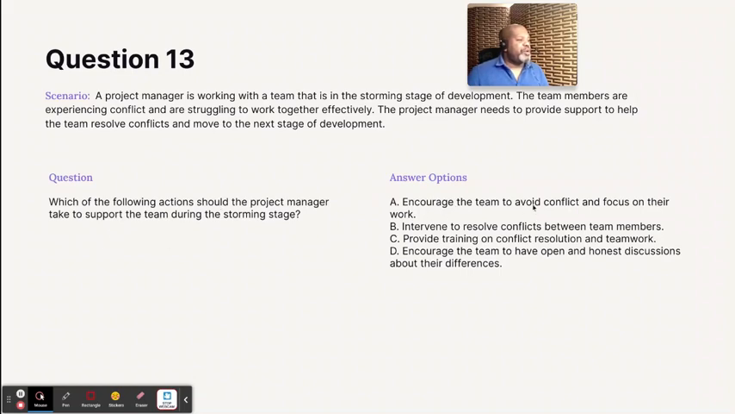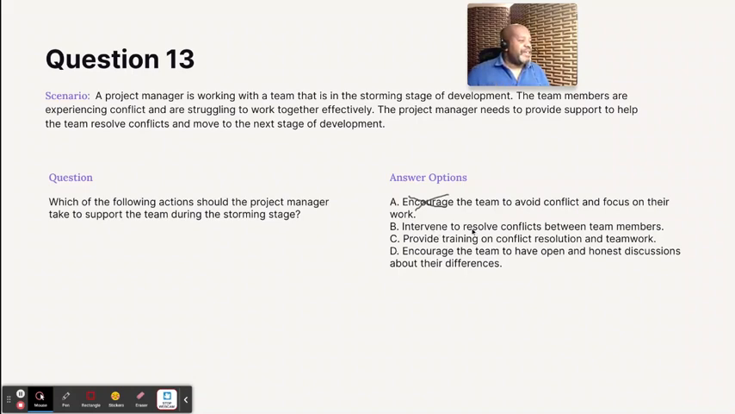Encourage the team to avoid conflict and focus on work. Basically, shut up and get back to work. Yeah, okay. That doesn't solve any problem. That's like, no. Everybody love each other. Today's give a hug to your team member day. You're going to have a collaboration day. Anyway, I'm not jaded. I'm just experienced.